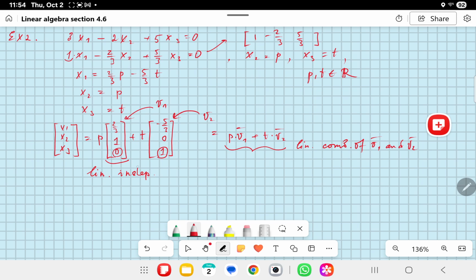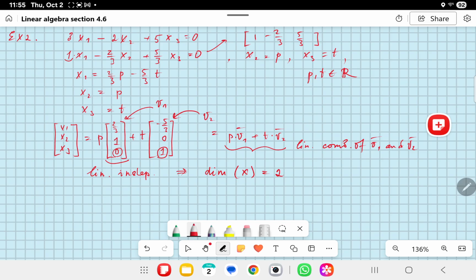Well, they are making a basis, because all vectors can be expressed through these two vectors. Just because they span and they are linearly independent, they are making a basis. And how many vectors do we have in the basis? The dimension of this vector space of solutions is 2 because we have 2 vectors.